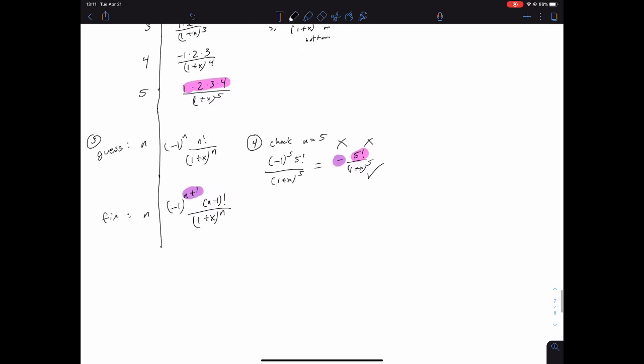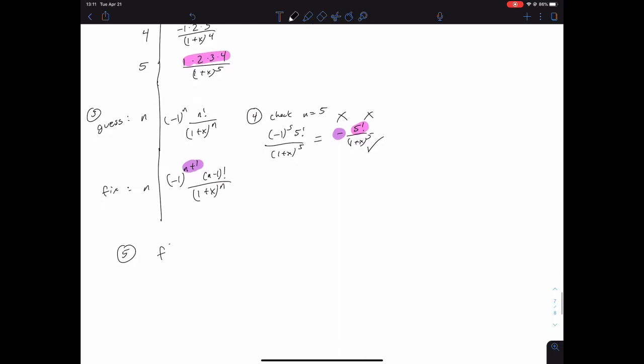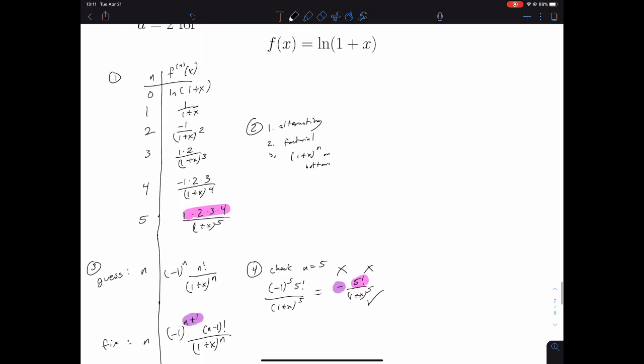So this is my thing. This is number 4. Step 5 is check if this works for 0. So is the original function negative 1 to the 0 plus 1, negative 1 factorial? What does that even mean? 1 plus x to the 0? Is this the same thing as my original function? No.